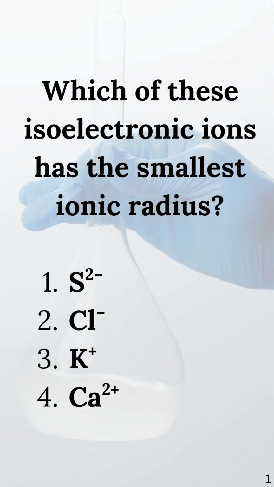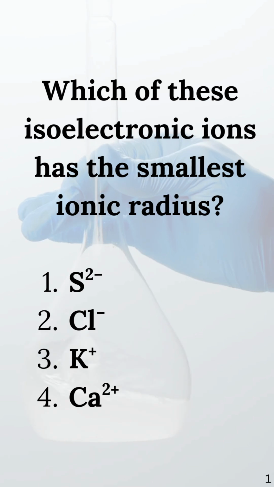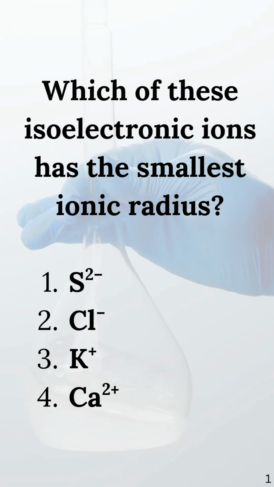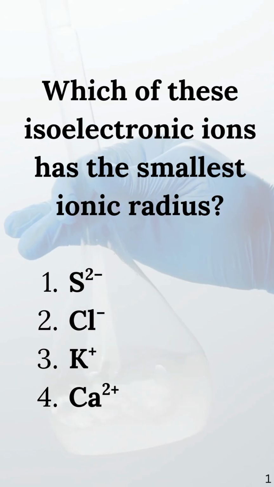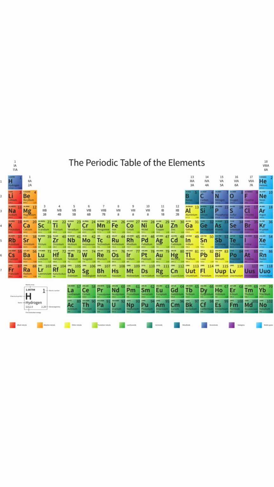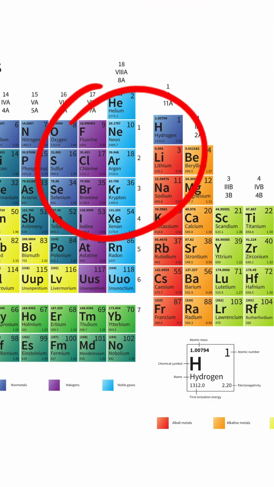First, let's look at the quick way to approach this question without even touching pen and paper. Remember, you always have access to your periodic table in the exam. Isoelectronic means the same number of electrons. Sulfur and chlorine are period 3 elements. By gaining 2 and 1 electrons respectively, they become sulfide and chloride ions. Both now have the same number of electrons as argon.